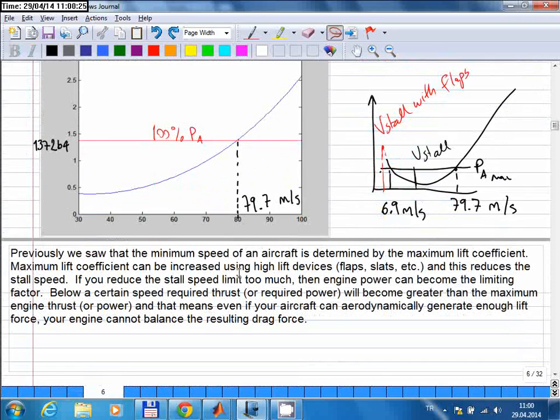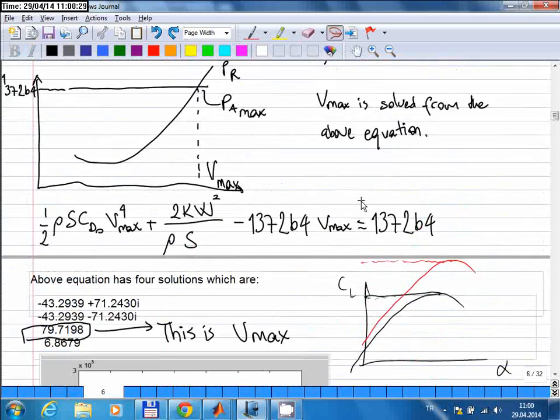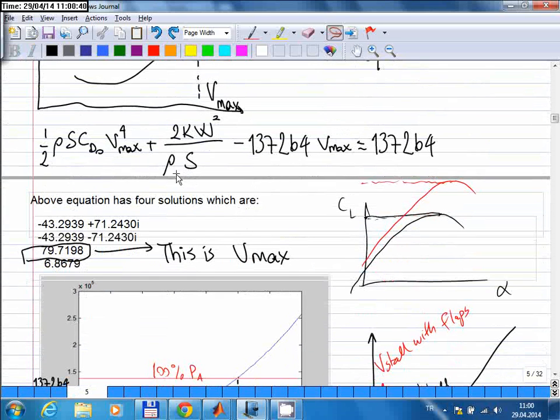Okay, so maybe I should mention this here. There's already a note here. To calculate the power, you have this equation in terms of speed, right? And you need to solve for speed out of that equation. In this case, you have a fourth order polynomial in V, and that has 4 solutions. So these 2 solutions are obviously irrelevant. They are complex numbers. There are 2 real solutions.